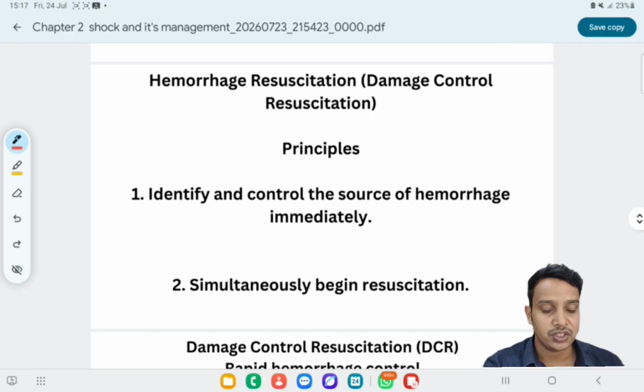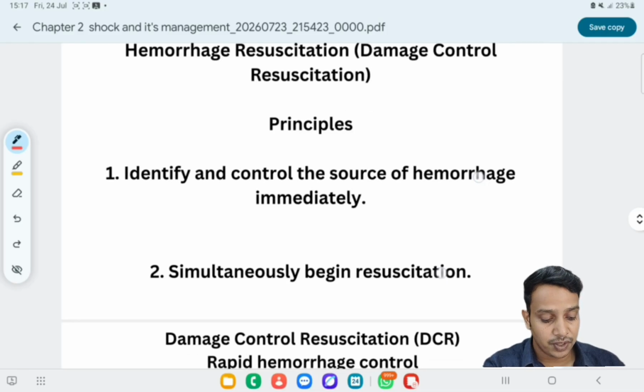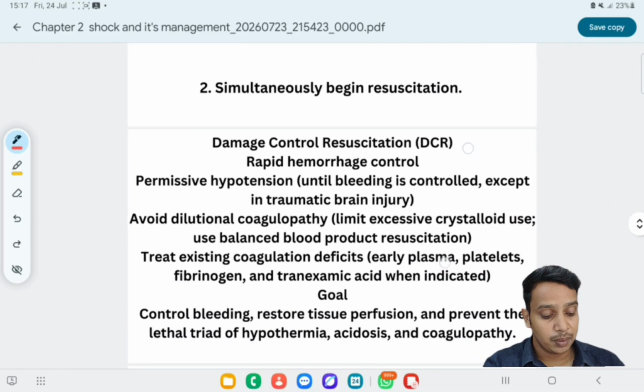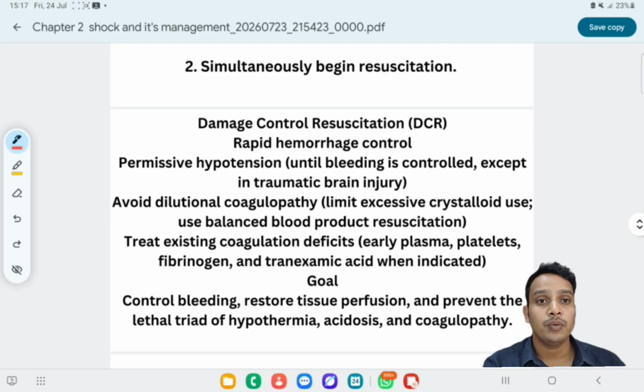What are the goals of damage control resuscitation? Rapid hemorrhage control is the first stage. Next is permissive hypotension. Friends, remember, permissive hypotension is a very important concept. You have to keep the blood pressure of the patient on the lower side, less than 90 mm of Hg. Whenever there is an increase in blood pressure, the patient will start bleeding more. So till your hemorrhage control is under check, keep the blood pressure lower, less than 90 mm of Hg.